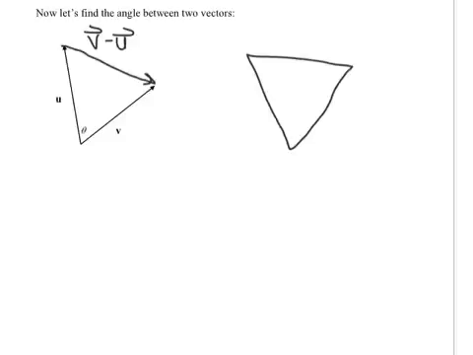We're going to derive a formula defining the angle between two vectors. Here I have u and v, and they both have the same initial point, and here's the angle that represents the angle between the two.